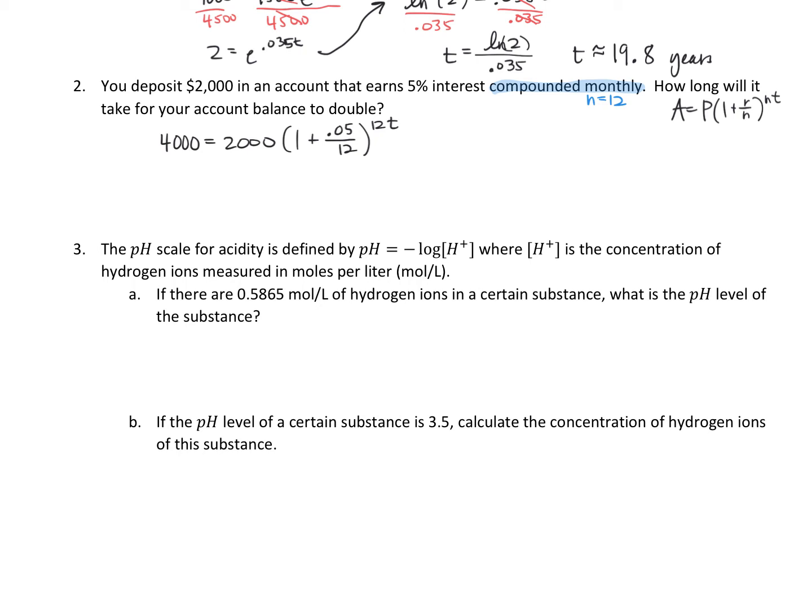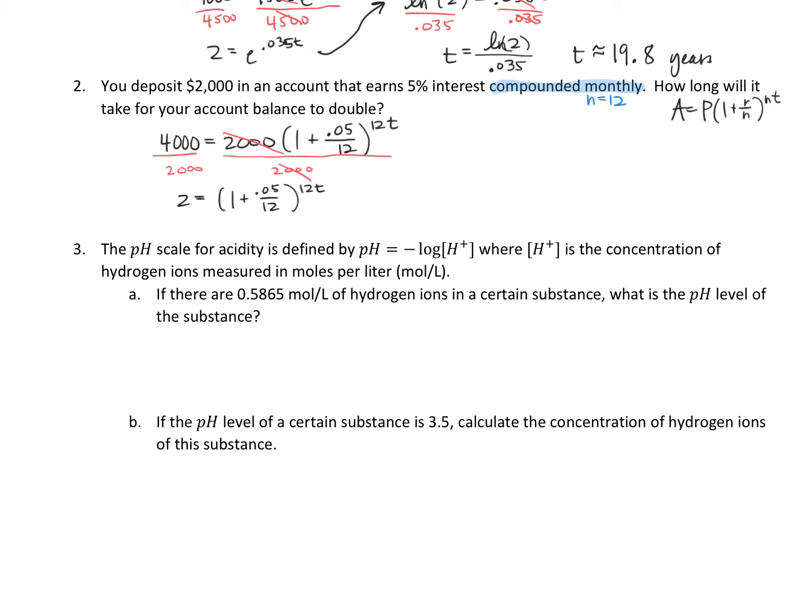Okay, so you can see that we have an exponential equation because the variable is up in the exponent. So the first thing we want to do is get the exponential part by itself. So the 2,000, I can get rid of that first by dividing both sides by 2,000. So that will be 2 equals (1 plus 0.05 divided by 12) to the 12t.